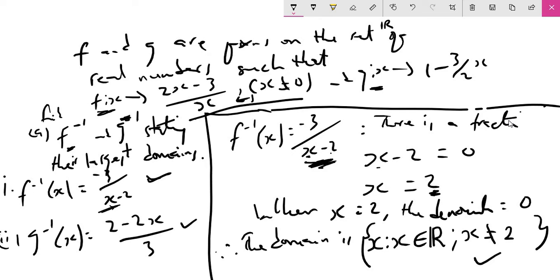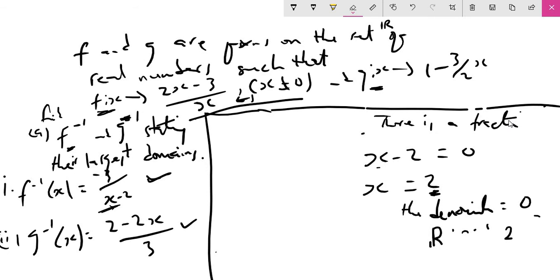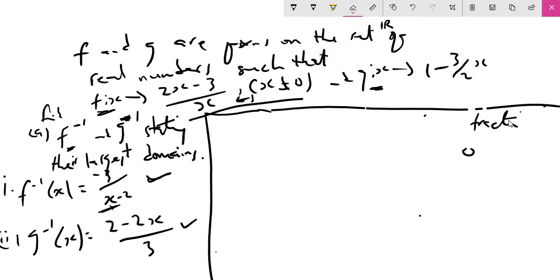Okay? Let's do the same for g inverse of x. You can rewind as much as you need in order to understand it. If you still don't get anything, just leave your questions below. I will try to get to you.